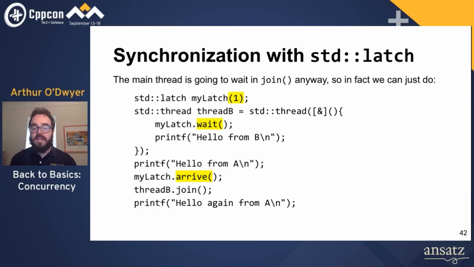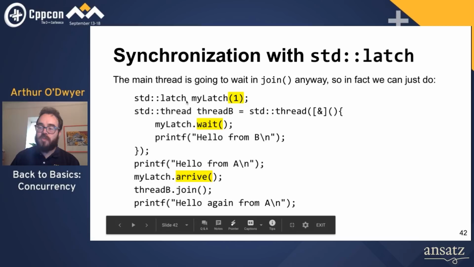So how does this thread know where the latch is? Because it captured a reference to it. The lambda captured a reference to it. And could this reference dangle? Yes, theoretically, if thread A finished and destroyed the latch. But we're using synchronization to make sure that doesn't happen. We're making sure that we join thread B and it's completely done before we destroy the latch.